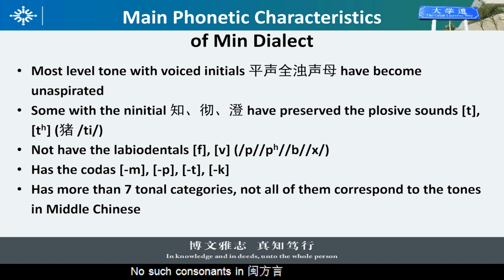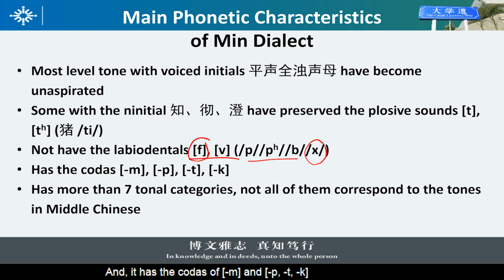It does not have the labiodental fu or vu, no such consonant in Min Fangyan, while sometimes they pronounce it as a b, bang pang bing, pronounced like bang pang bing instead of fei fu feng. And sometimes the fu can be merged with a he, fu he 部分, like in Fujian.